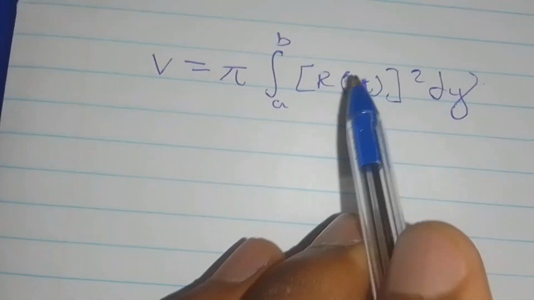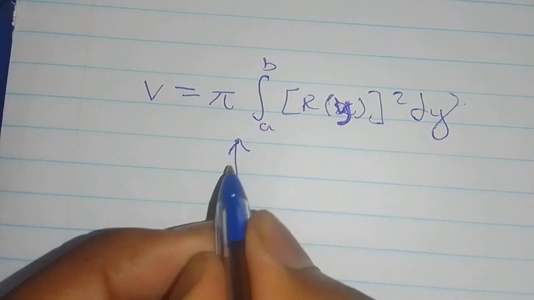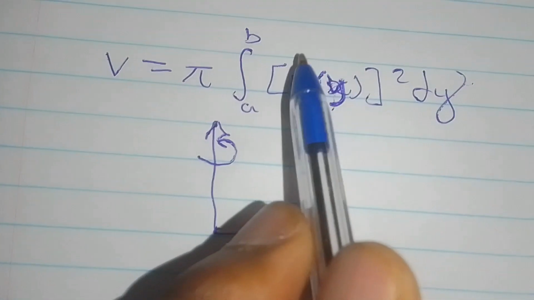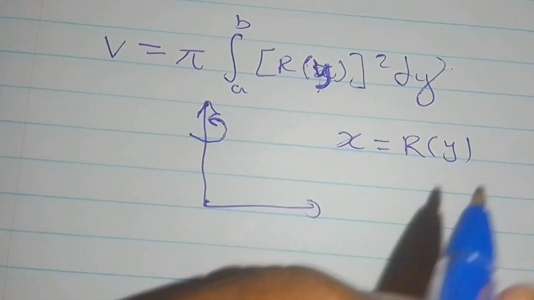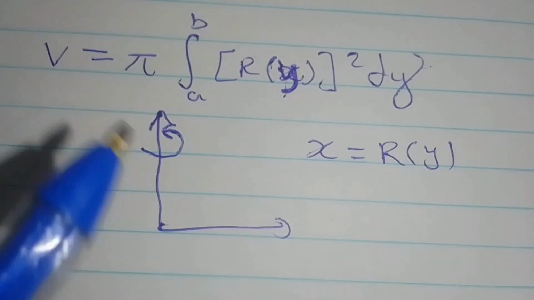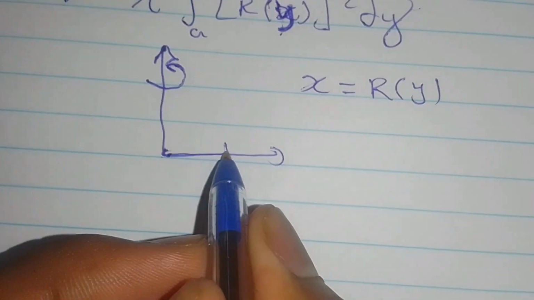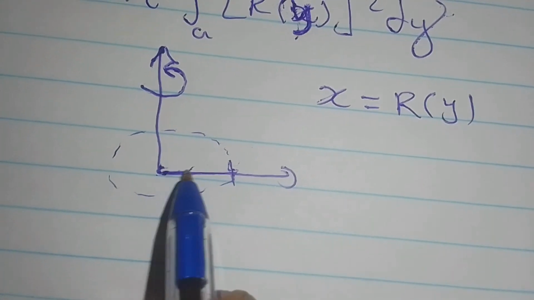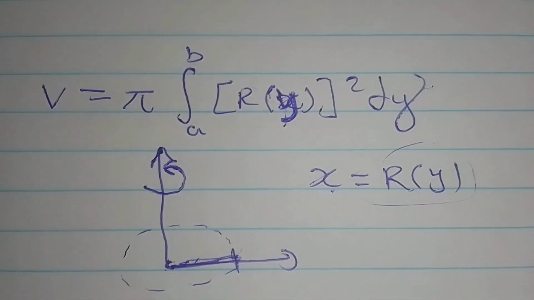This technically implies that we are rotating around the vertical axis, around the y-axis. So that means you are rotating about the y-axis. And then r at y will be when we solve for x, because we are rotating about the vertical axis. That implies that our radius will be along the x-axis like this when you rotate that. You can see that your radius will be the x value, and that x value will be when you solve for x on that function that's provided.